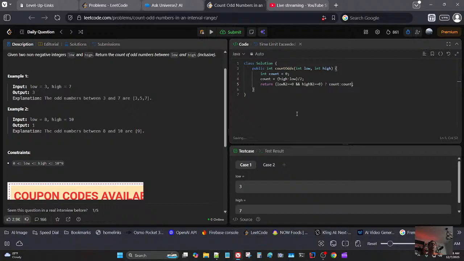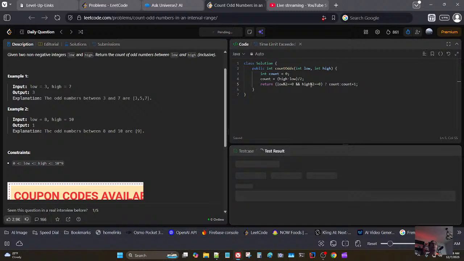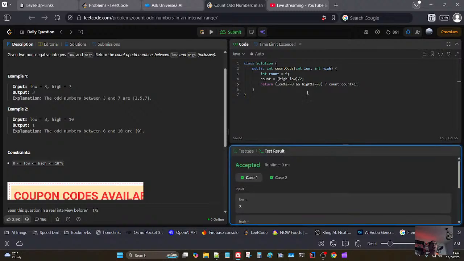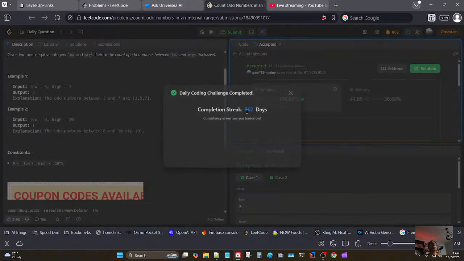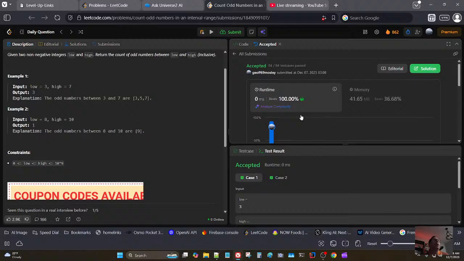So if they're both even, you want to return count. Otherwise, you want to return count plus 1. I think that is what we're trying to do here. I'm not sure if this is written correctly. Looks like it was written correctly. Alright, so will this work? Kind of think it will. It totally worked. Okay. Yep, 100% correct. We just calculated it.